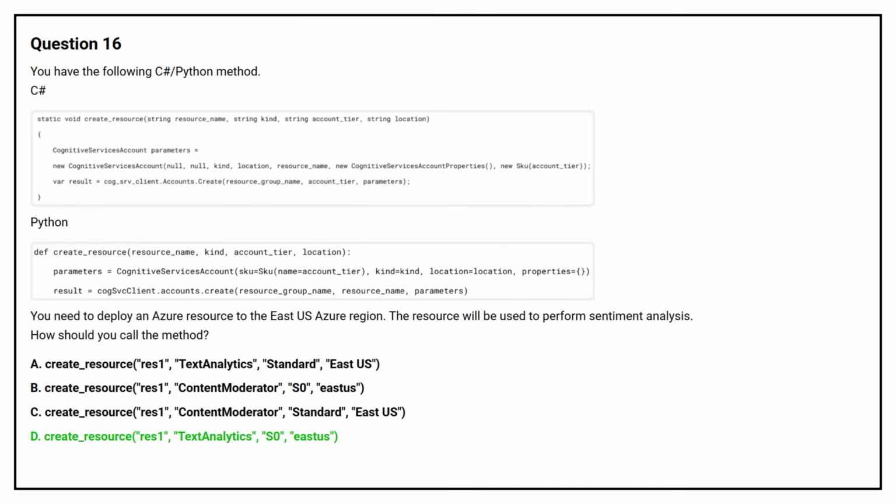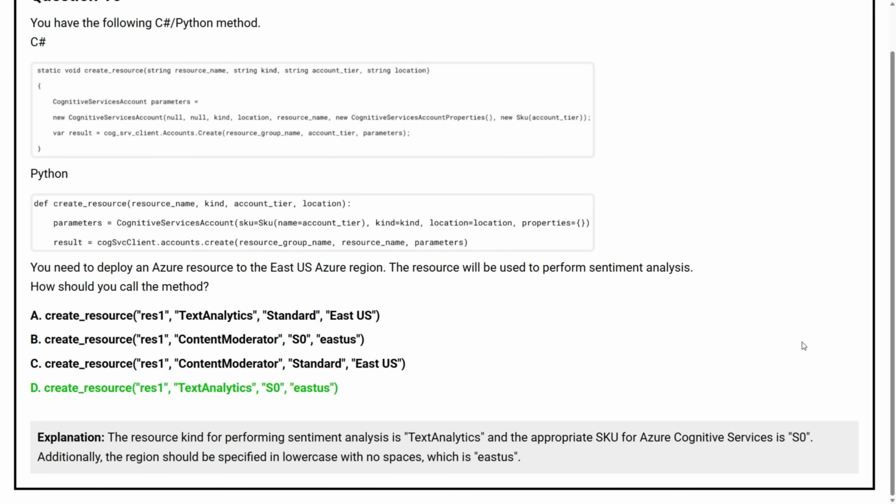The correct answer is option D, create_resource, res1, text analytics, S0, East US. The resource kind for performing sentiment analysis is text analytics, and the appropriate SKU for Azure Cognitive Services is S0. Additionally, the region should be specified in lowercase with no spaces, which is eastus.